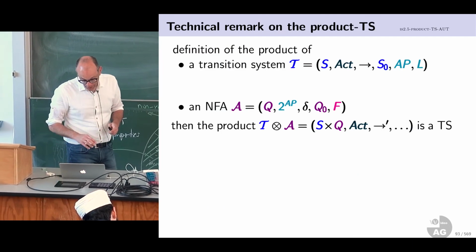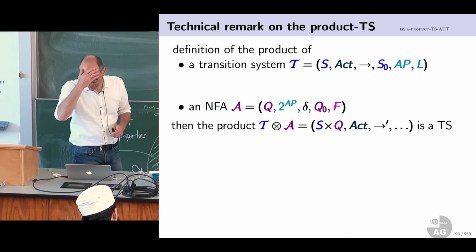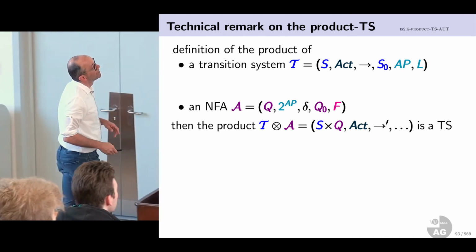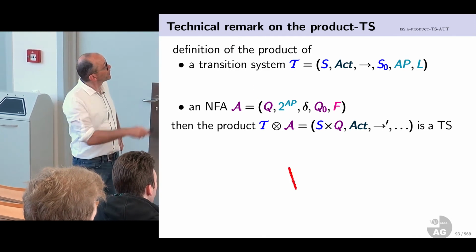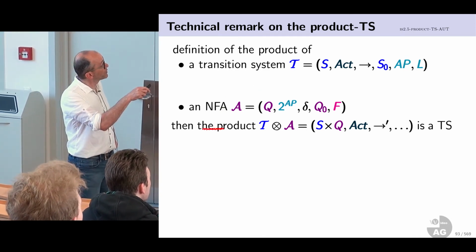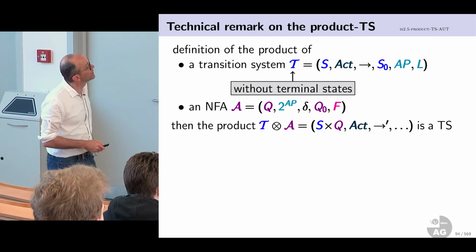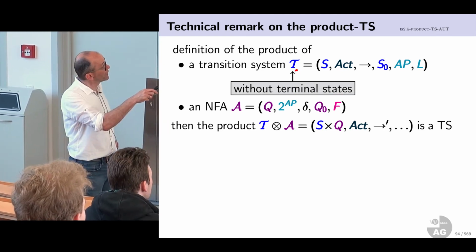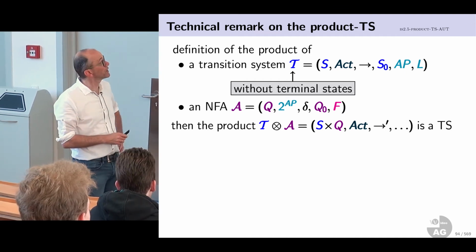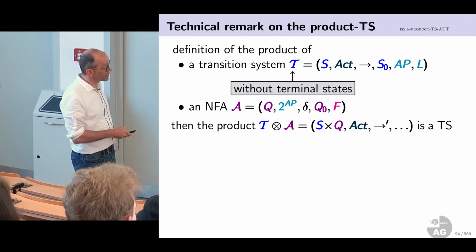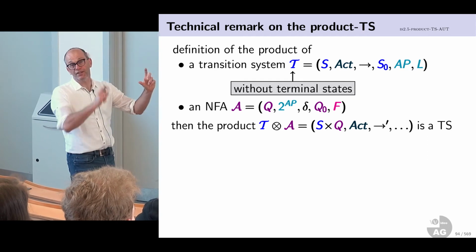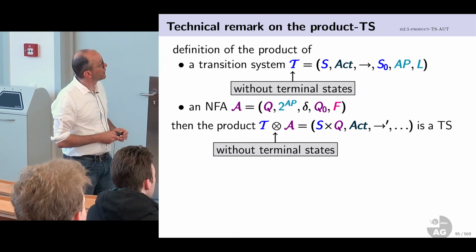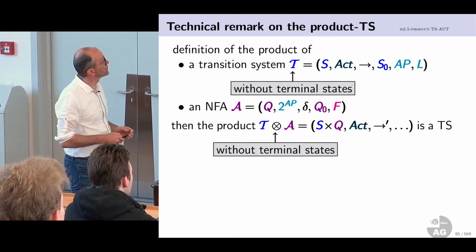Good. Some technical remarks, and this is the remark that has been made before about completeness, or at least part of it. So actually the definition, if I take a transition system and an NFA, then the product is typically a transition system. In particular, this holds if the T has no terminal states, and that's the typical situation we are considering, that T has no terminal states. So that means that every state has at least one outgoing edge. And then this also has no terminal states.